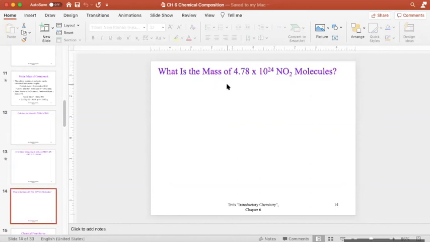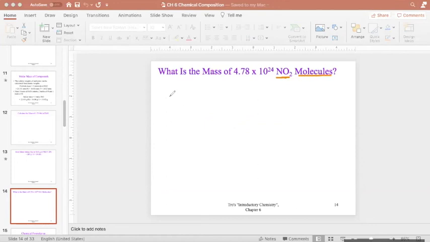Now let's try to solve this problem. This is a little bit bigger problem. So let's try this one. What is the mass of this number of NO2 molecules? So in this problem, molecules are given. You have to tell me if you have that number of molecules, how many grams it will weigh if you put all those molecules on the weighing balance, right? So let's try to solve this one. So we have molecules. Why don't we have atoms? Because NO2 is a molecule.